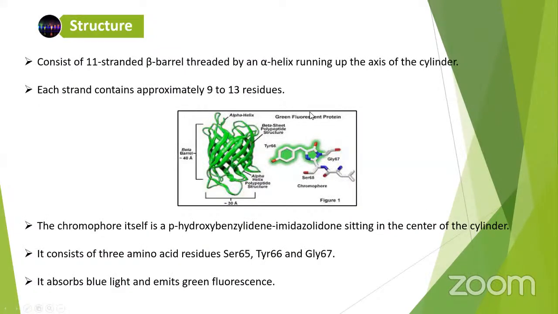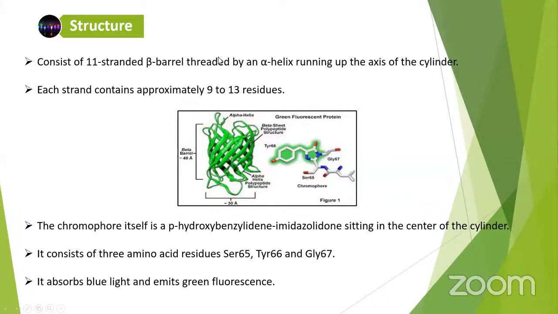The structure of GFP consists of an 11-stranded beta barrel threaded by an alpha helix running up the axis of the cylinder, where each strand contains approximately 9 to 13 residues, for a total of 238 amino acid residues.